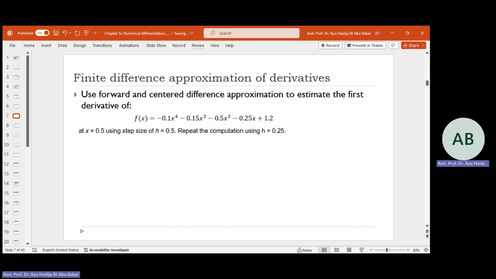Okay, we do this example where it asks you to use forward and centered differentiation. We just play around with those three equations: forward, backward, centered.